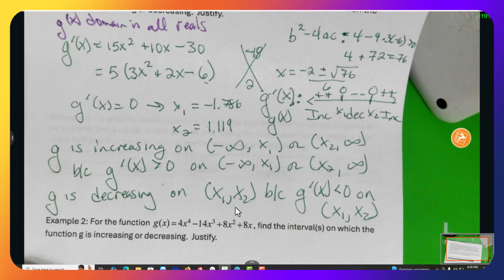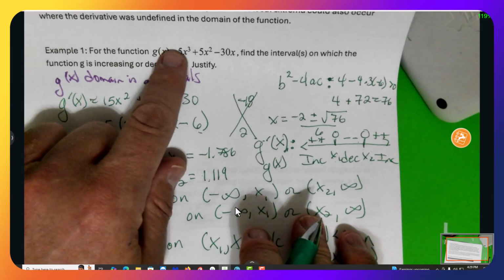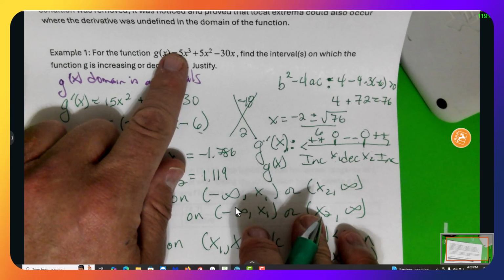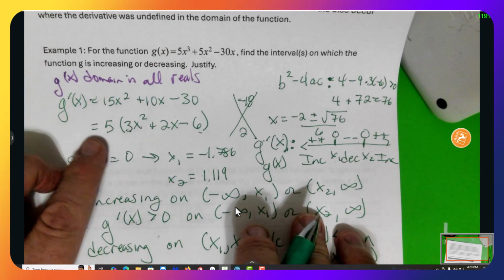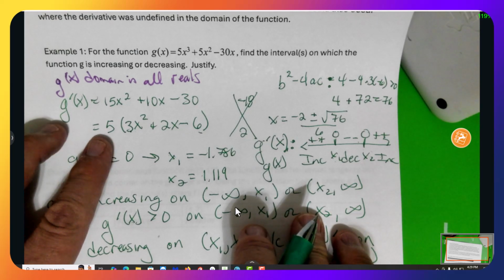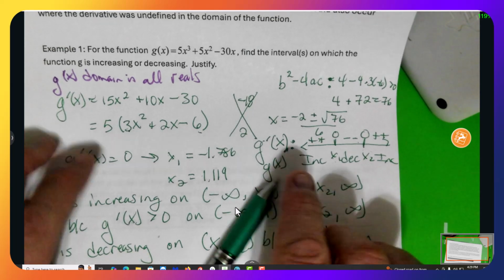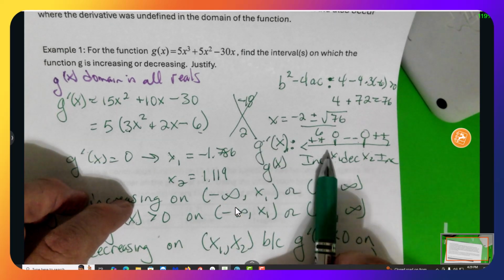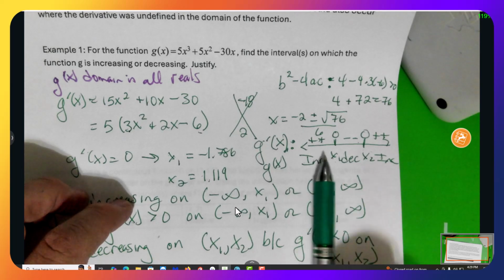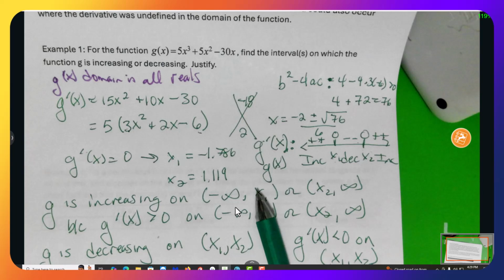Now what I would like you to do is pause this video. I want you to go and graph g of x right here. I would also like you to graph g prime underneath it. And I want you to observe that when you look at the graph of the derivative and the function together, you're going to notice that the zeros of your derivative, if you were to draw vertical lines through them, will match up with the domain values of your relative extrema.